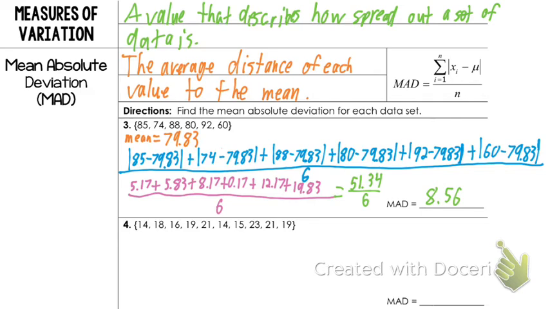Like I said, in another situation, it might be a big deal that it is 8.5 away. In this situation, it might not be a big deal. We don't know. But either way, right now, it's decently far.